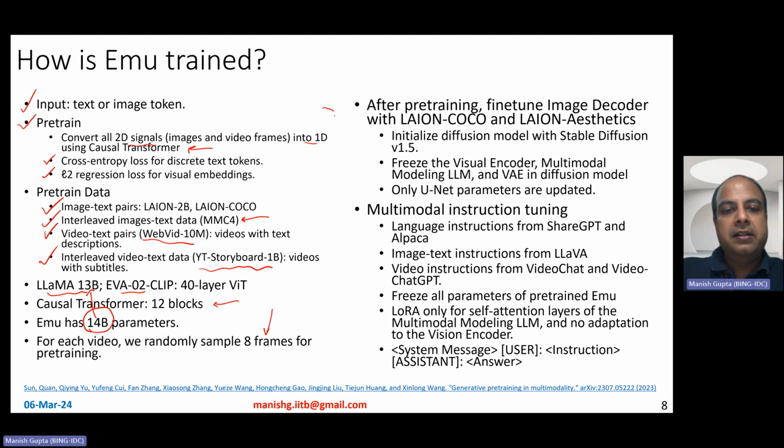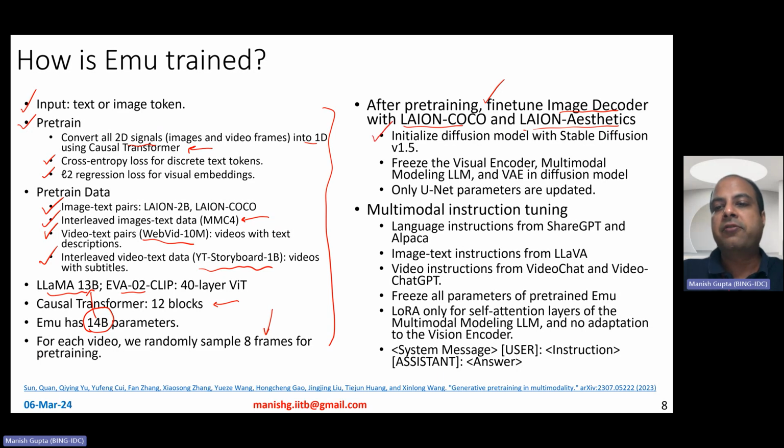So after the pre-training is done in this way, using these 4 datasets, you basically do yet another round of fine-tuning the image decoder. So, all of these basically do not require image decoding, but the next round of pre-training, or you could call it fine-tuning, involves image decoder learning. So, you do that using these 2 datasets, LAION-COCO and LAION-Aesthetics dataset.